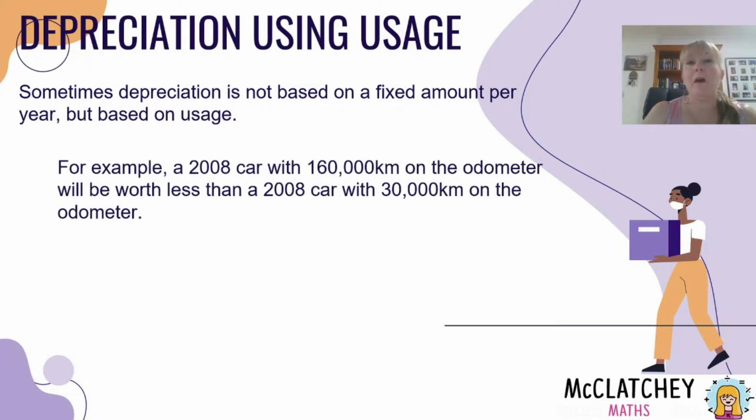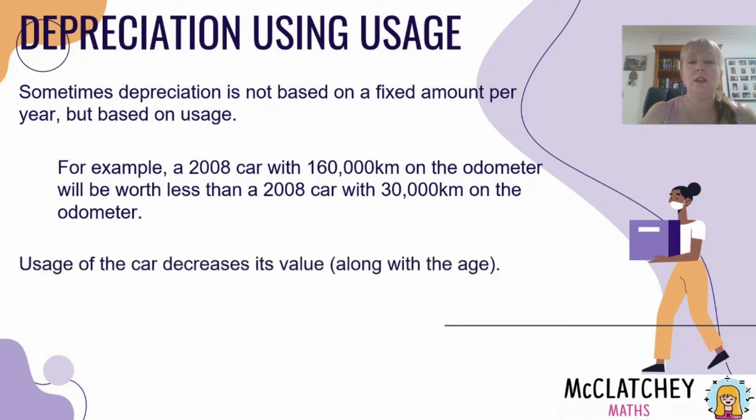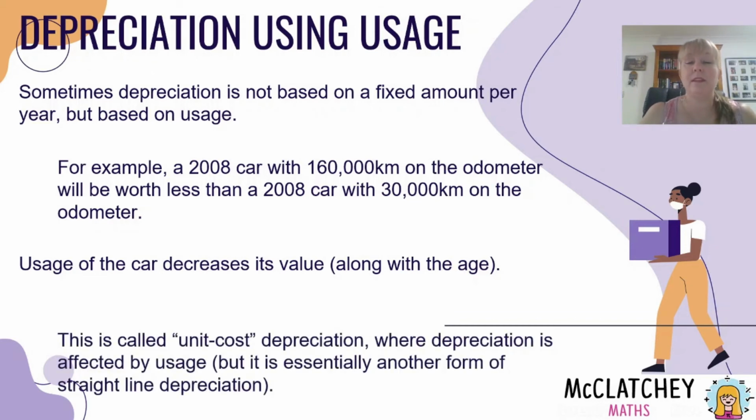Or another example might be on a photocopier. We might go with the number of copies that it does, and then we take some value off each year depending on how much it has been used. So our car will also be decreased by its usage, but also by its age. I'll give you an example of this, and we call this unit cost depreciation, where we're affecting it by the usage. It's another form of straight line depreciation.